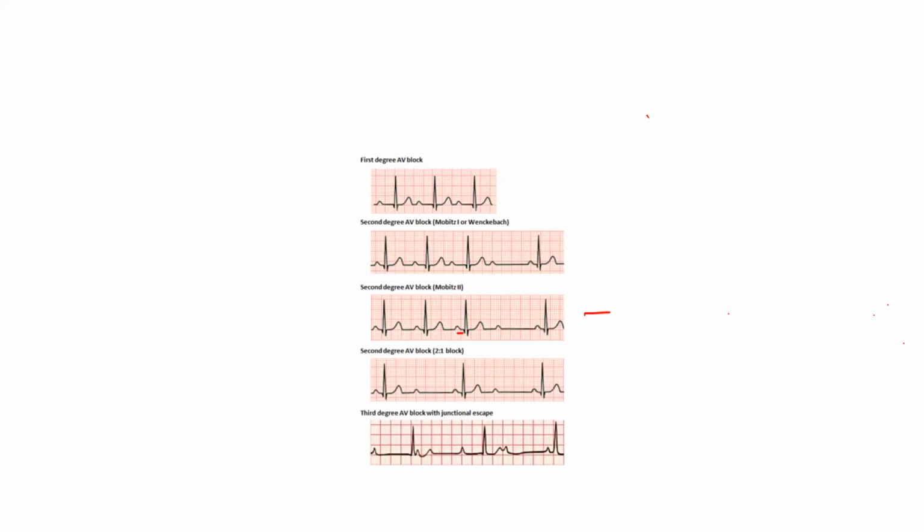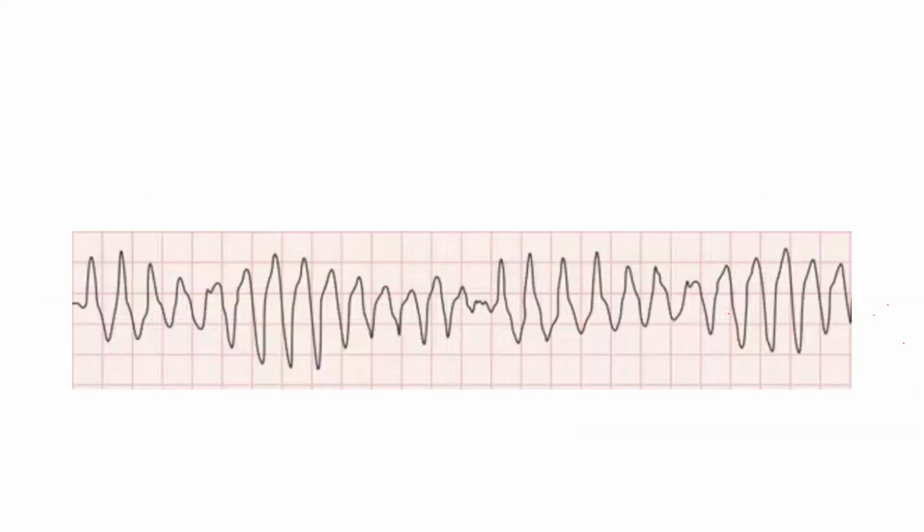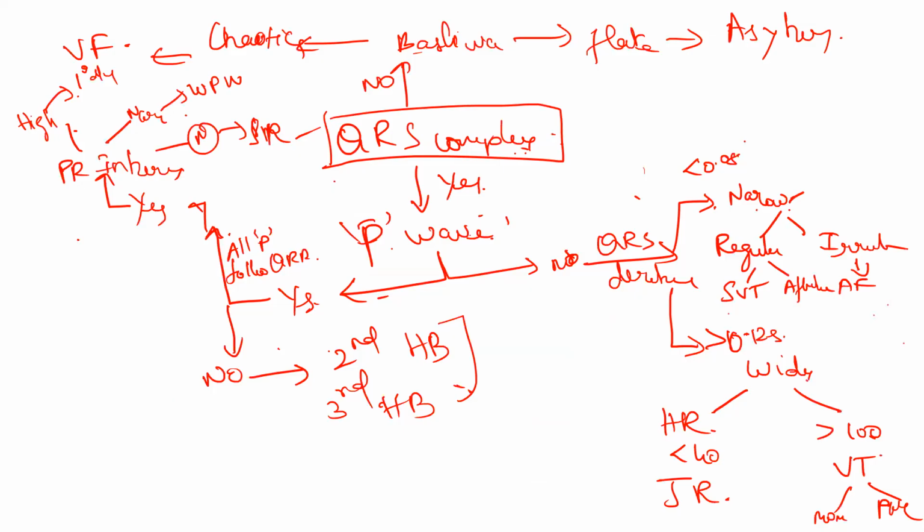Now someone is asking me about axis, right? We'll discuss axis now. So in Mobitz type 1 and type 2, in both, the QRS is missed, okay? But in Mobitz type 1 there will be progressive lengthening, whereas that progressive lengthening is not there in Mobitz type 2.